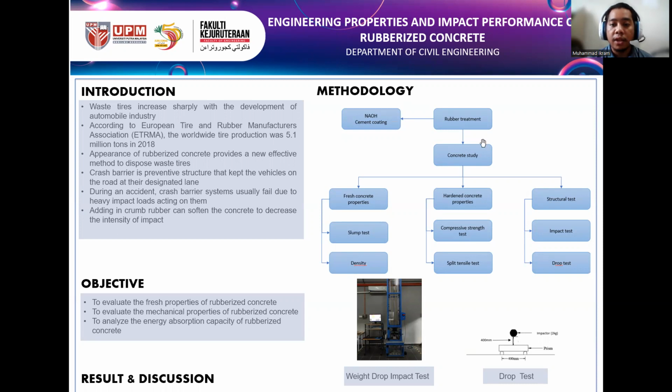This is the flowchart of my methodology. The rubber that is used to replace the fine aggregate will be treated first with two treatment methods. First is NaOH treatment, and second is cement coating treatment. Next, for the concrete study, there are 6 types of properties being investigated. For the fresh concrete properties, the tests are the slump test and the density test. For the hardened concrete properties, the compressive strength test and split tensile strength test were done. And for structural tests, there are 2 tests, which are the impact test and the drop test.